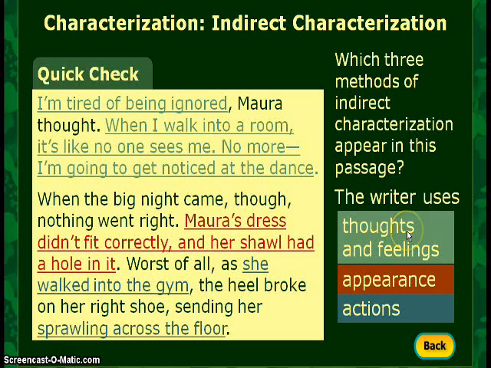Well, if we look at the underlined phrases that are in green, then we can see that we have an insight into her thoughts and feelings. Underlined in red, we have descriptions of her appearance. And then underlined in blue, we have some descriptions of her actions.